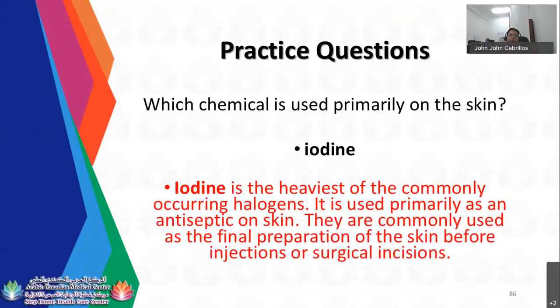So which chemical is used primarily on the skin? It's iodine. Iodine is the heaviest of the commonly occurring halogens, because its weight is heavy in the periodic table of elements. It is used primarily as an antiseptic on skin. They are commonly used as the final preparation of the skin before injection or surgical incision.